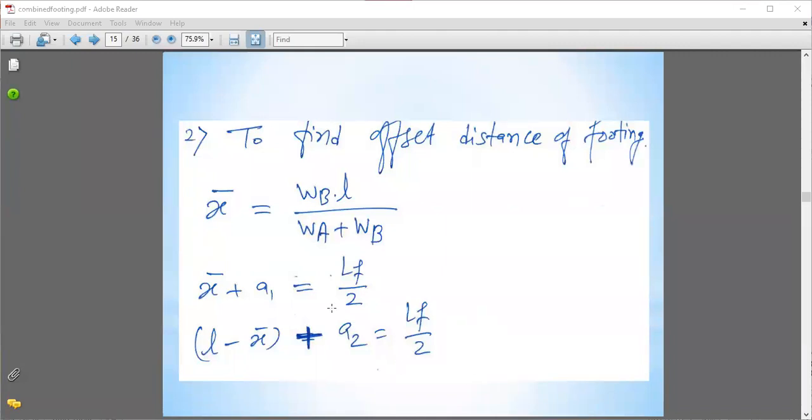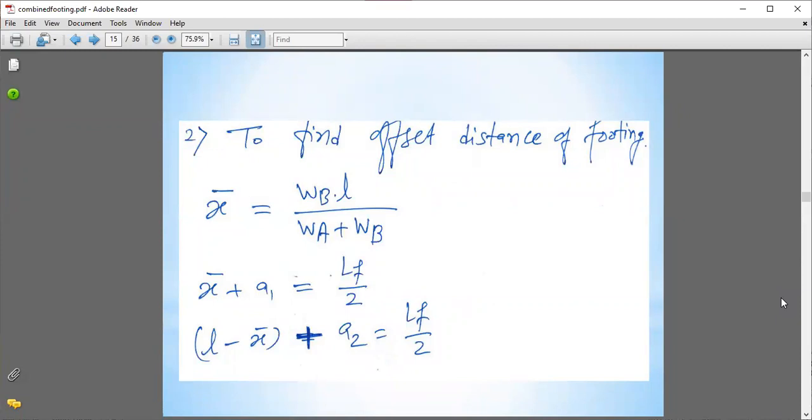That is the x bar, A1 and the LF value. LF is the length of the footing, BF is the width of the footing, and from that we have to calculate the offset distances from the face of the footing, one face, two face. From the face we have to calculate the x bar value, that is WB into L upon WA plus WB.